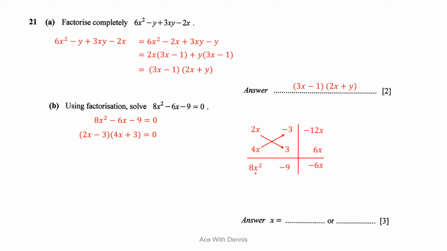Alright, so when we factorize, we get 2x minus 3 times 4x plus 3 equals 0. So 2x minus 3 equals 0, or 4x plus 3 equals 0. So x is 3 over 2, or x is negative 3 over 4. Hence, these two are the answers.